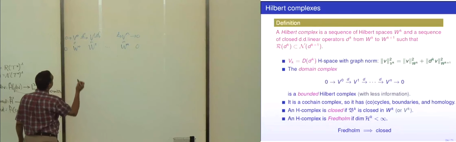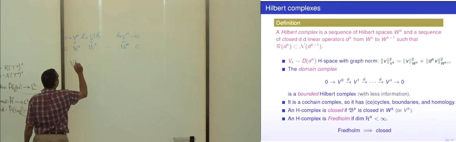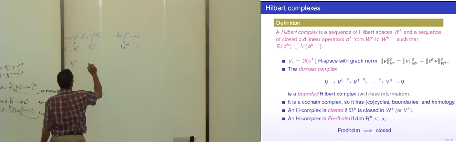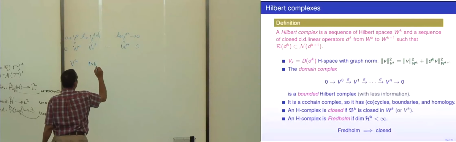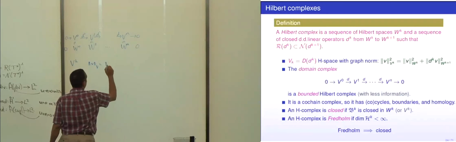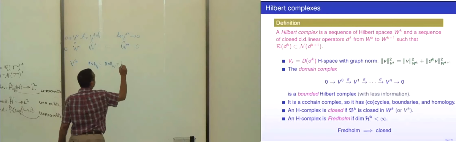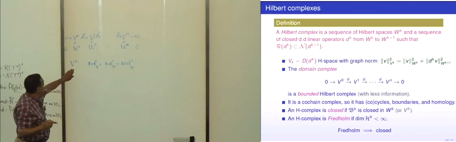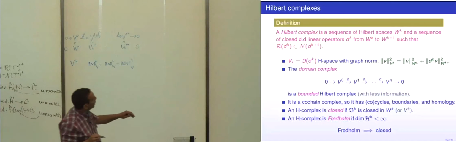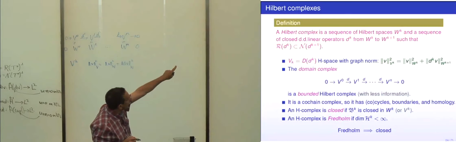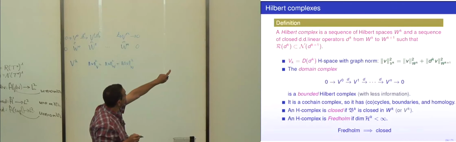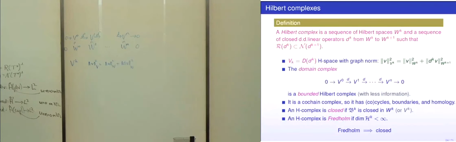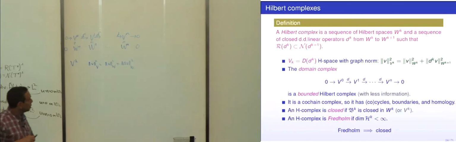Now everything we know about unbounded operators applies. So Vk is itself a Hilbert space if you give it the graph norm, which means that the norm of something in Vk is the W norm plus the W norm of D of it. And this space is complete because we are assuming that the D is closed. Yeah, it's a closed operator, so the domain with the graph norm is a Hilbert space. That's one of the equivalent definitions of closed operators.